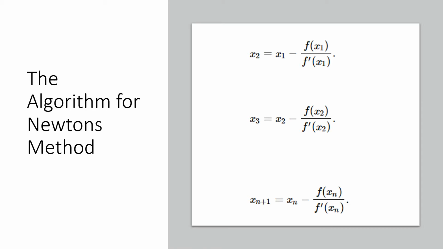Now let's start with the algorithm for Newton's method. The first thing that we see at the very top is x2 is equal to x1 minus f of x1 over f prime of x1. This is one of the very first things we're supposed to look at when doing Newton's method. Overall, that is the main formula we're always going to be using.